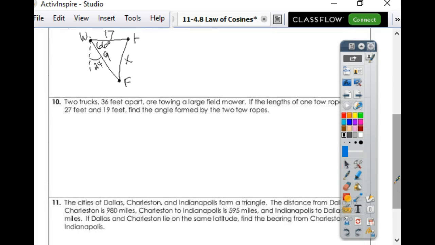Okay, let's try harder to draw number 10. They're 36 feet apart. Truck A, truck B. What are they talking about? So one little dot, there's the mower. And what are the 2 tow lines? They're asking for which angle? There's no way to mess this up. It didn't matter if you did this, it's the same thing. Oh my gosh, you guys are exhausting.